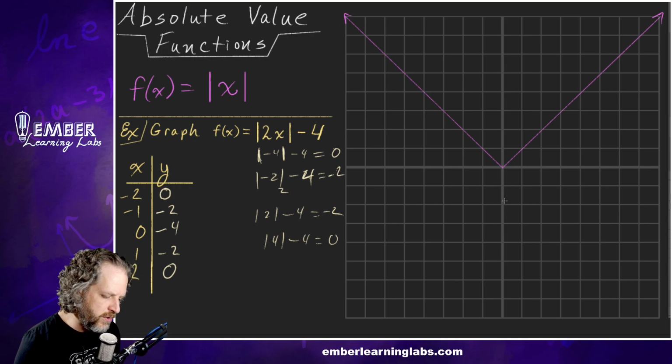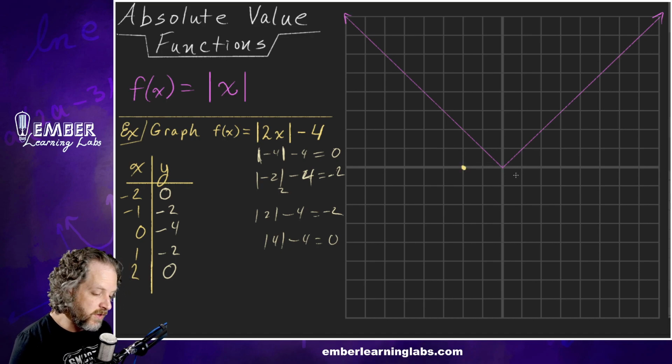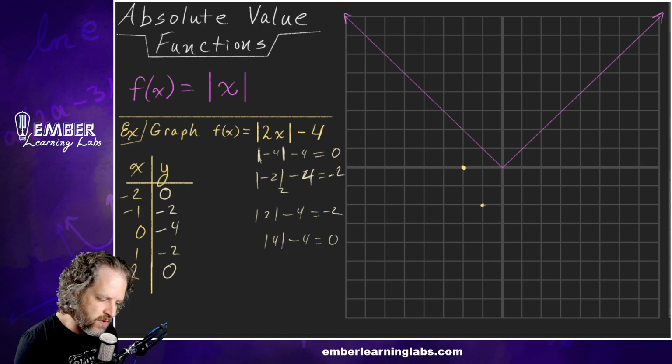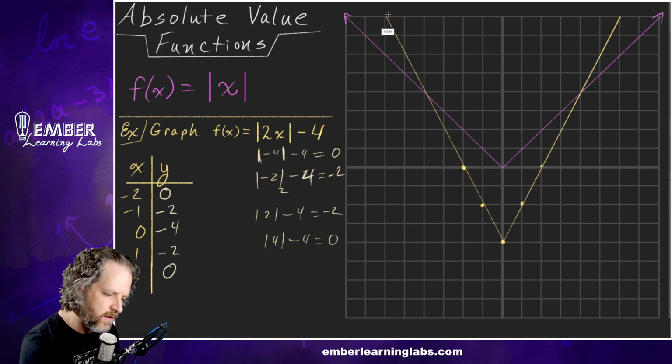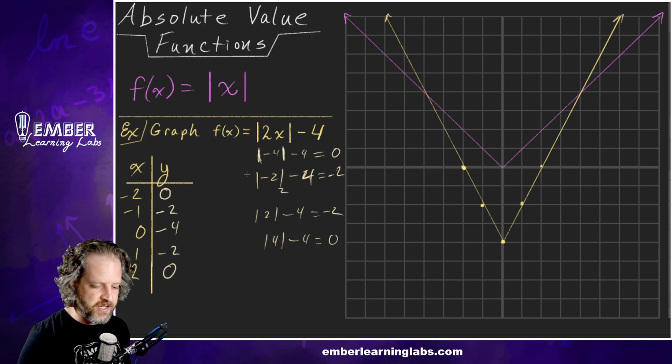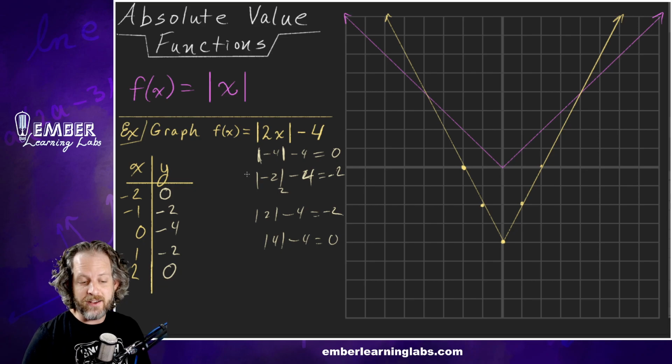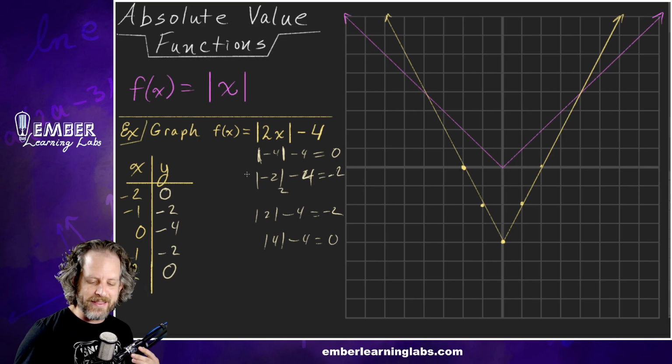So -2, 0. That's right here. -1, -2 is right here. 0, -4 is right there. And 1, -2 is right there. And 2, 0 is right there. And so this guy looks something like that. Again, this is a preview for next lesson, but these changes took the pink guy, pulled it down, and scrunched it in. We'll talk more about that in the next lesson.